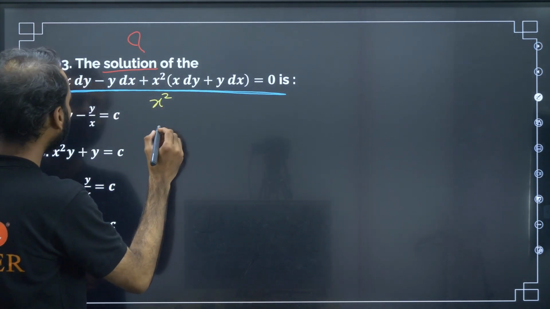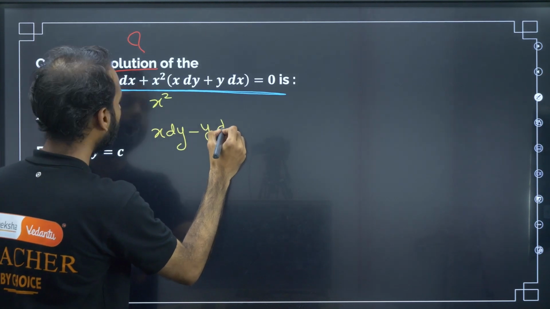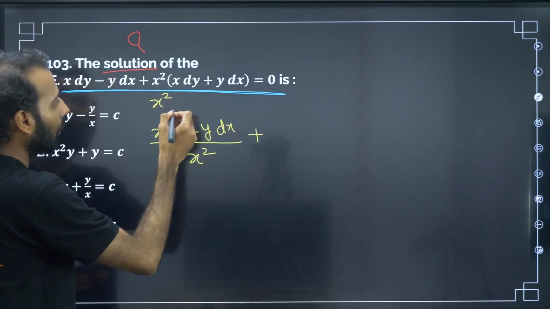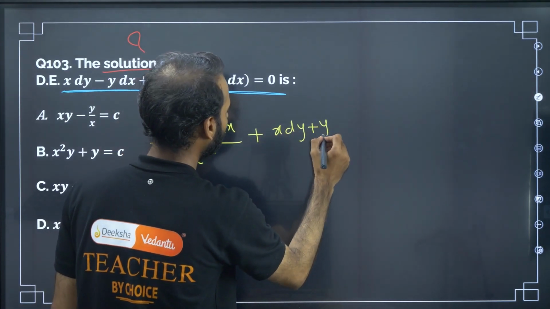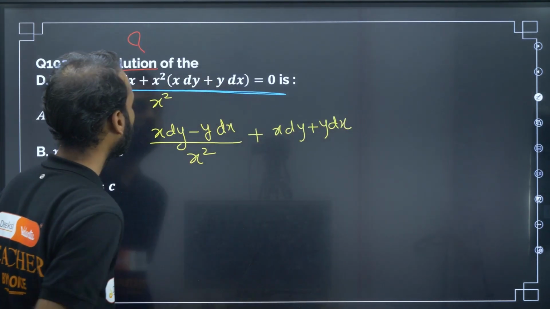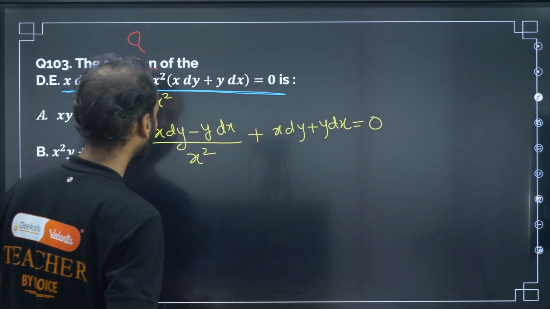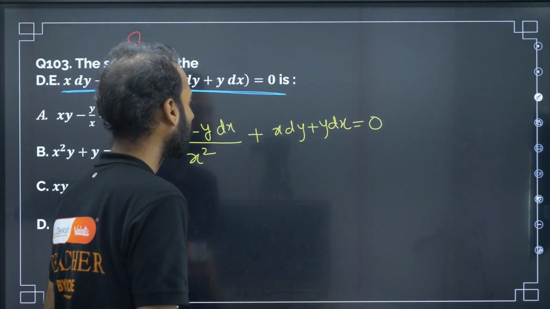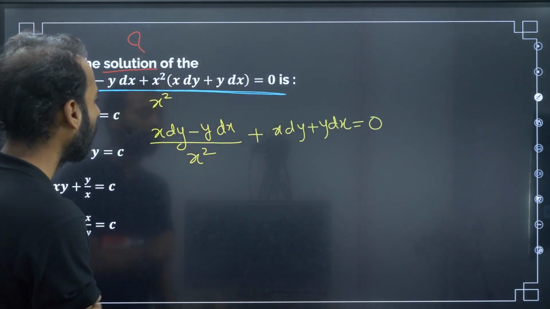So this becomes x dy minus y dx by x square plus, the x square will get cancelled, we are left with x dy plus y dx. This is equal to, in RHS we are left with 0. Now x dy minus y dx by x square, plus x dy plus y dx.